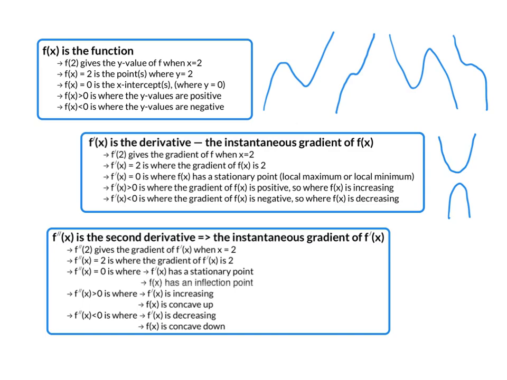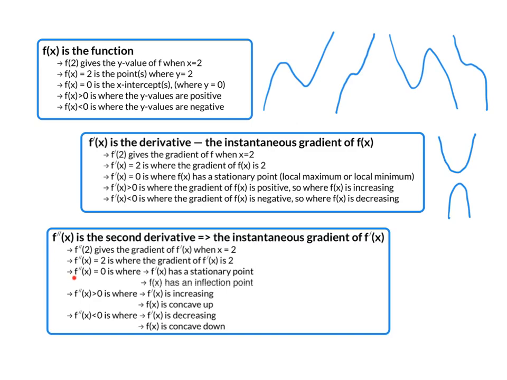Lastly, let's look at the second derivative. Now the second derivative is the gradient of the derivative. So if I have f prime prime of 2, it gives the gradient of the derivative. Here I've got f prime prime x is equal to 2. That means I'm looking at where the gradient of the derivative is 2.